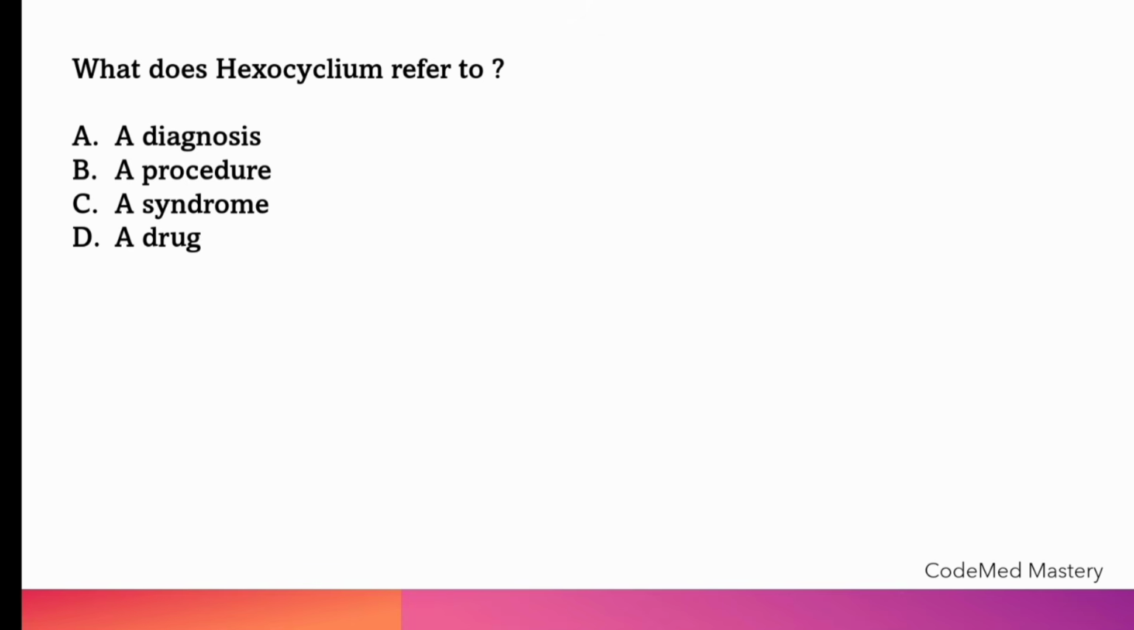What does hexocyclium refer to? Option A diagnosis, option B, a procedure, option C, a syndrome, and option D, a drug. The correct answer is option D, a drug. Hexocyclium is a drug that was used to treat gastrointestinal disorders such as peptic ulcers and diarrhea.